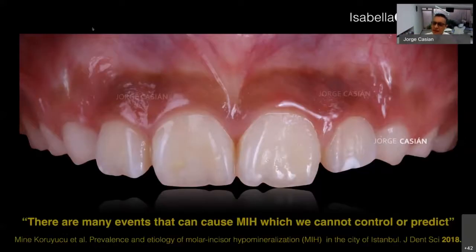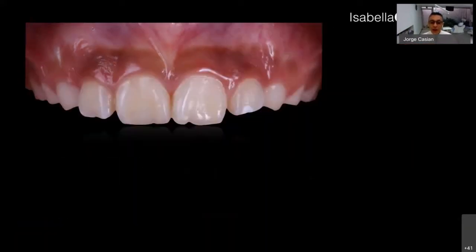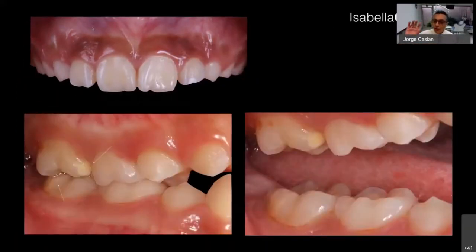So, this is Isabella Casian. This is my daughter. With a bit of bad luck. Look at her upper anterior teeth with hypomineralized enamel, and look at the upper and lower first permanent molars. Right side, just the right side. And in this photo, we can clearly notice an atypical composite restoration at the tip of the buccal cusp. That composite restoration has been replaced at least 2 times during the last year.